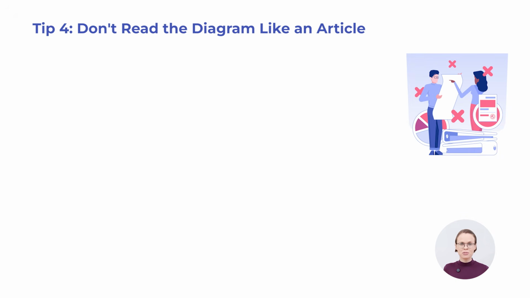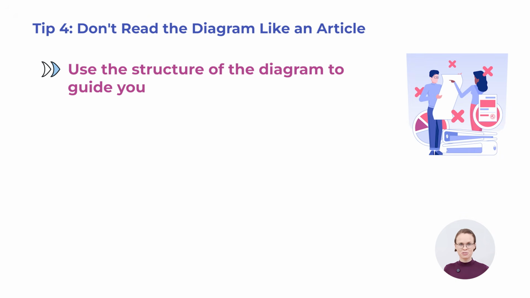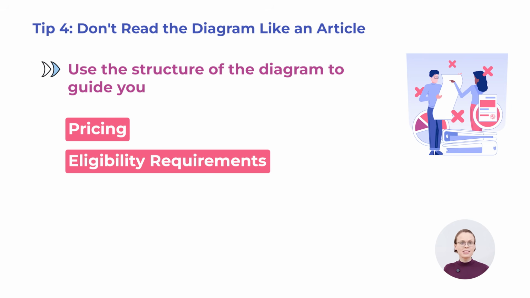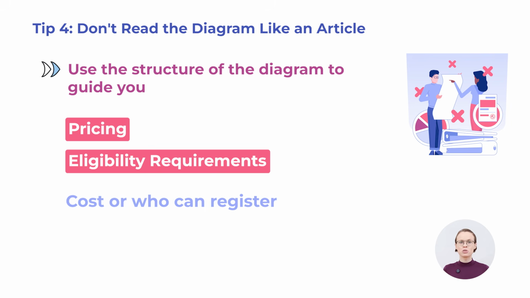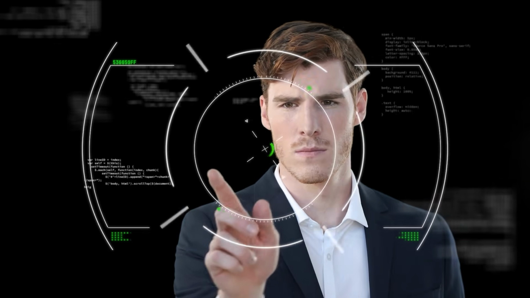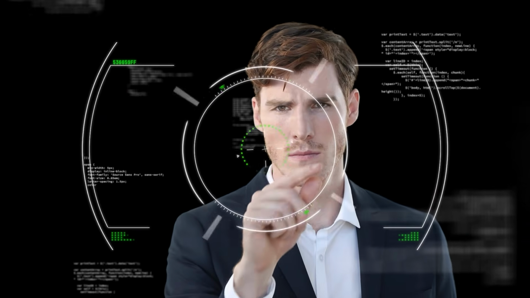When you go looking for an answer, use the structure of the diagram to guide you. If there's a heading that says pricing or eligibility requirements, go directly to that section when a question is about cost or who can register. This is much faster than reading line by line from the top. Many candidates lose time in part 2 simply because they treat the diagram like a reading passage. If you scan, you can find the answers much faster.